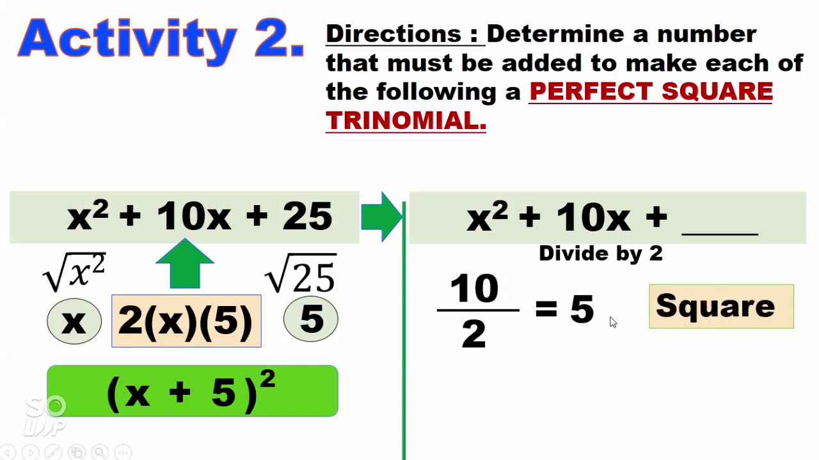And then, i-square lang natin yung 5. 5 squared is equivalent to 5 times 5. 5 times 5 equals 25. So, yan yung ilalagay natin doon sa last term or sa third term. Okay, yun yung number na i-add natin para maging perfect square trinomial ang trinomial natin.